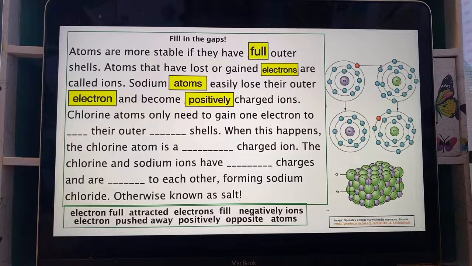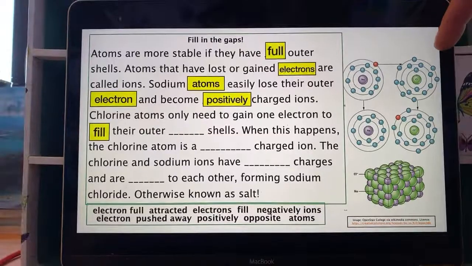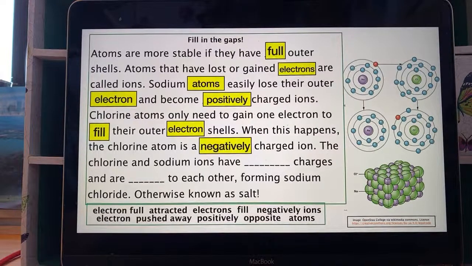Atoms are more stable if they have full outer shells. Atoms that have lost or gained electrons are called ions. Sodium atoms easily lose their outer electron and become positively charged ions. Chlorine atoms only need to gain one electron to fill their outer electron shells. When this happens, the chlorine atom, well, it's gained an electron, so it's a negatively charged ion. The chlorine and sodium ions have opposite charges and are attracted to each other, forming sodium chloride, otherwise known as salt. Well done if you got all that. Right, so yes, next week we'll look at things like, why didn't the teaspoon that you stirred the water with dissolve in the water like the salt did?